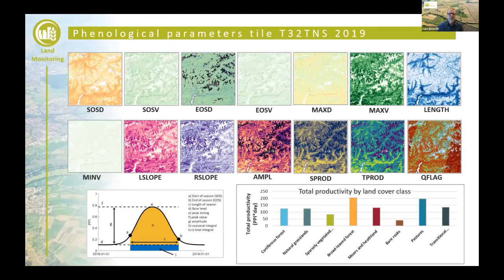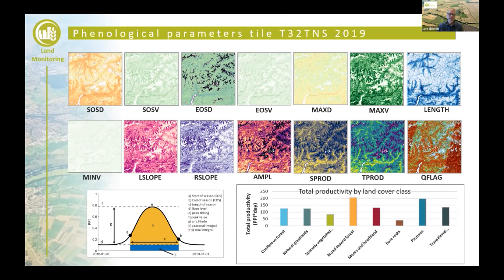And if we look at all the different parameters that we have generated, we have several parameters presenting the start of the season, the end of the season, the length of the season, so when the seasons occur. And then we have the maximum values, and when this maximum peak value occurs. We have the different slopes of this seasonal curve. We have the amplitude of this curve, and we have the integrals presenting the seasonal and the total productivity. And we also have a layer representing the quality for each pixel in the scene.